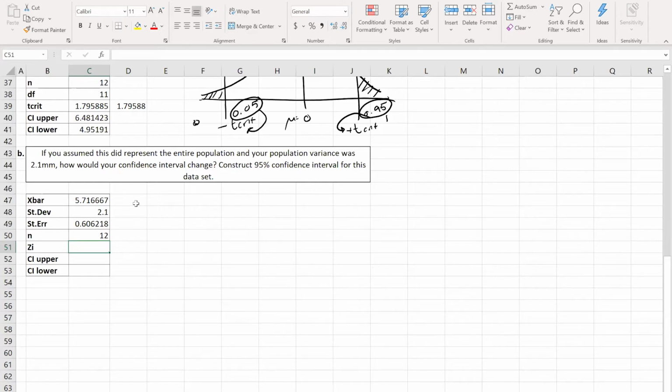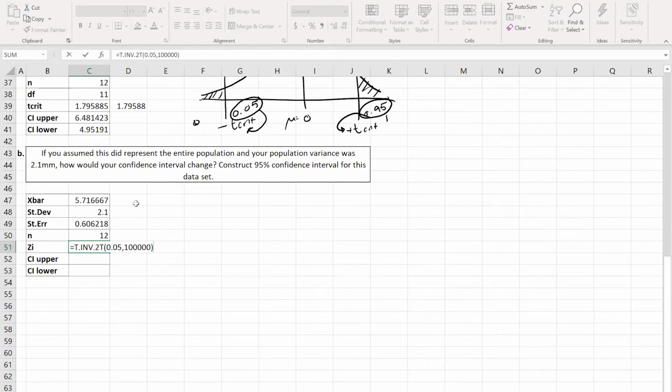We can calculate this using the t.inv, just like we did with the t critical values. The only difference here, we're going to say 0.05, I forgot, we can use that with this two-tailed version. For our degrees of freedom, we're going to type an arbitrarily high number to simulate having a huge sample size.